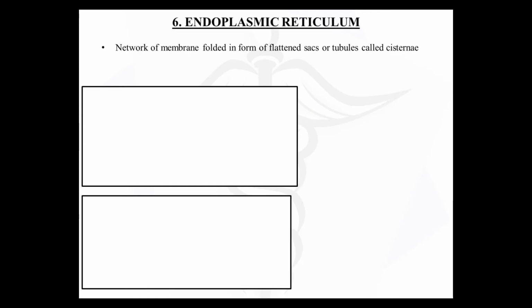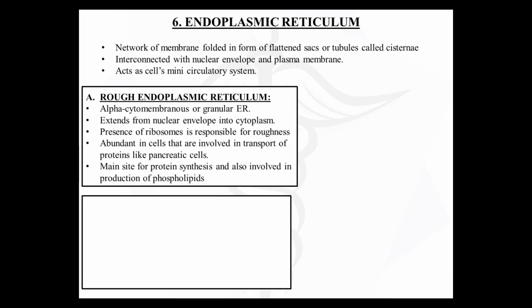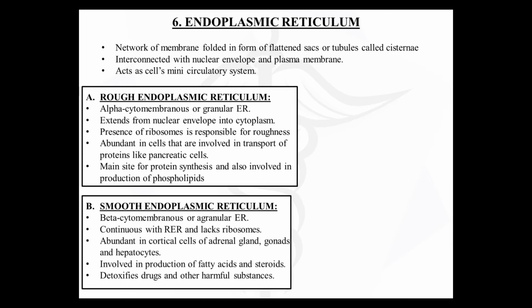The sixth cell structure is endoplasmic reticulum. Endoplasmic reticulum is a network of membrane folded in the form of flattened sacs or tubules called cisternae. The thickness of endoplasmic reticulum is about 80 angstrom and it is interconnected with nuclear envelope and plasma membrane. It may act as cell's mini circulatory system, wherein it transports substances from one region of the cell to another. It is of two types, that is, rough endoplasmic reticulum and smooth endoplasmic reticulum.